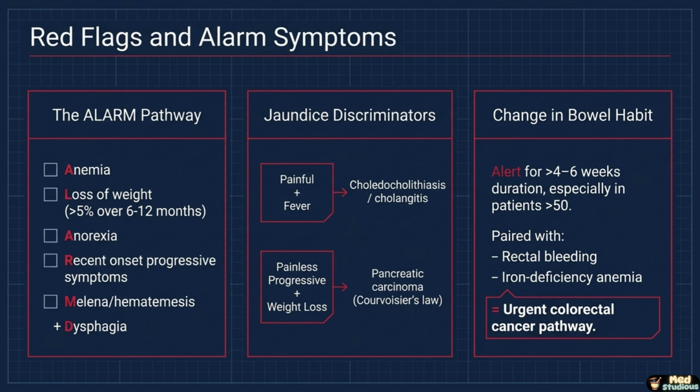And a change in bowel habit lasting more than 4 to 6 weeks, especially in a patient over 50, becomes a genuine emergency when paired with rectal bleeding or iron deficiency anemia. Together, these findings trigger the urgent colorectal cancer referral pathway, sometimes called the 2-week wait pathway in UK practice. Recognizing these clusters instantly, rather than treating each symptom in isolation, is exactly what separates a safe clinician from one who misses a cancer diagnosis.